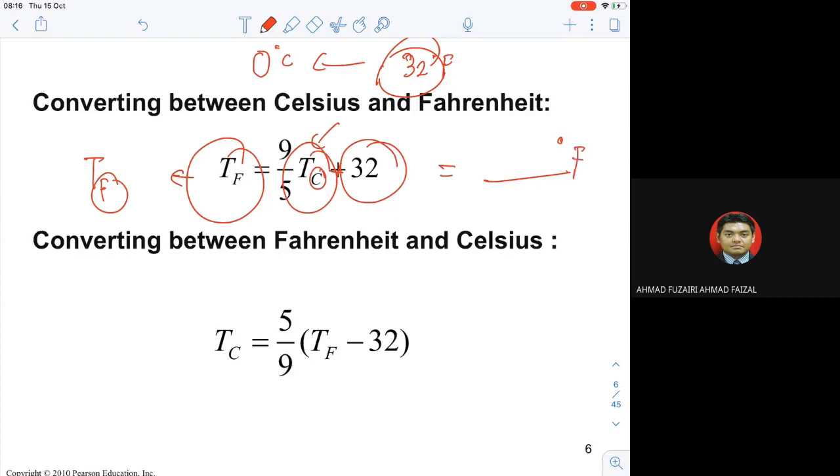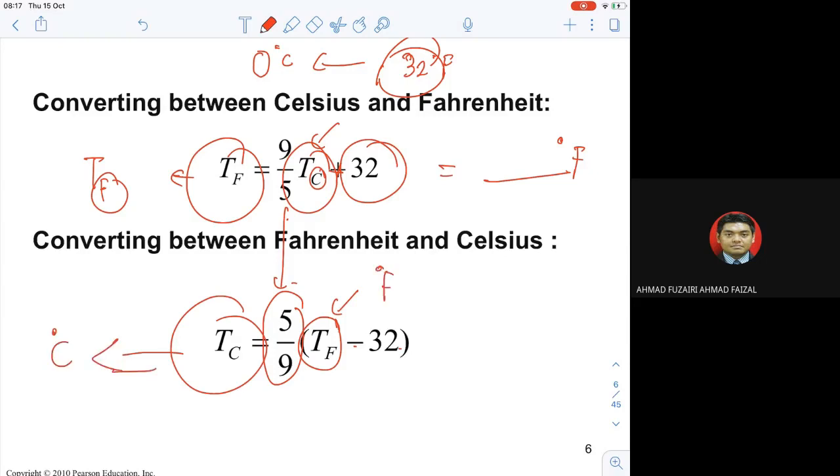If you want to get the Celsius, then 5/9 times TF minus 32. TF minus 32, meaning that this is the temperature in Fahrenheit, and TC, if you want to get the temperature in Celsius, this one is in degrees Fahrenheit. So in the end, you will get a value in Celsius. So, get to know the conversions.